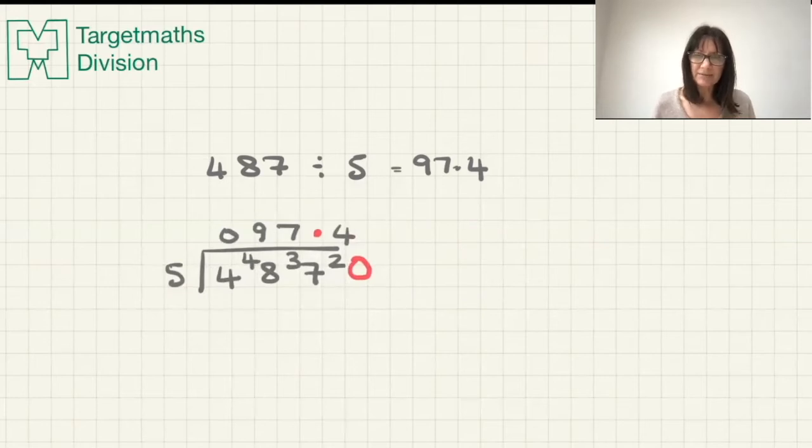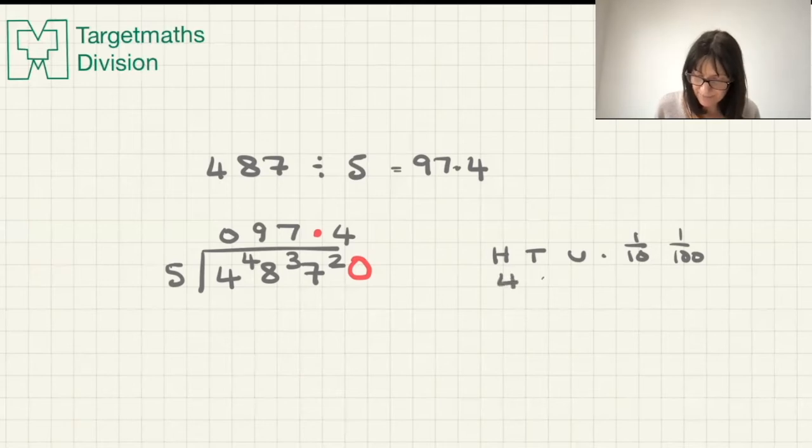Now, in case you're not sure, I just want to explain why we're putting a decimal point in and why it's okay to put zeros. So if we go back to the place value grid, which we used when we first were learning about numbers, we've got hundreds, tens, units, tenths, hundredths, and obviously they go on in either direction as well. If I put the number 487 in this grid, you will see that the 4 is under the hundreds for 400, the 8 is under the tens for 80, 7 is under the units for 7, and then the very next thing is a decimal point.